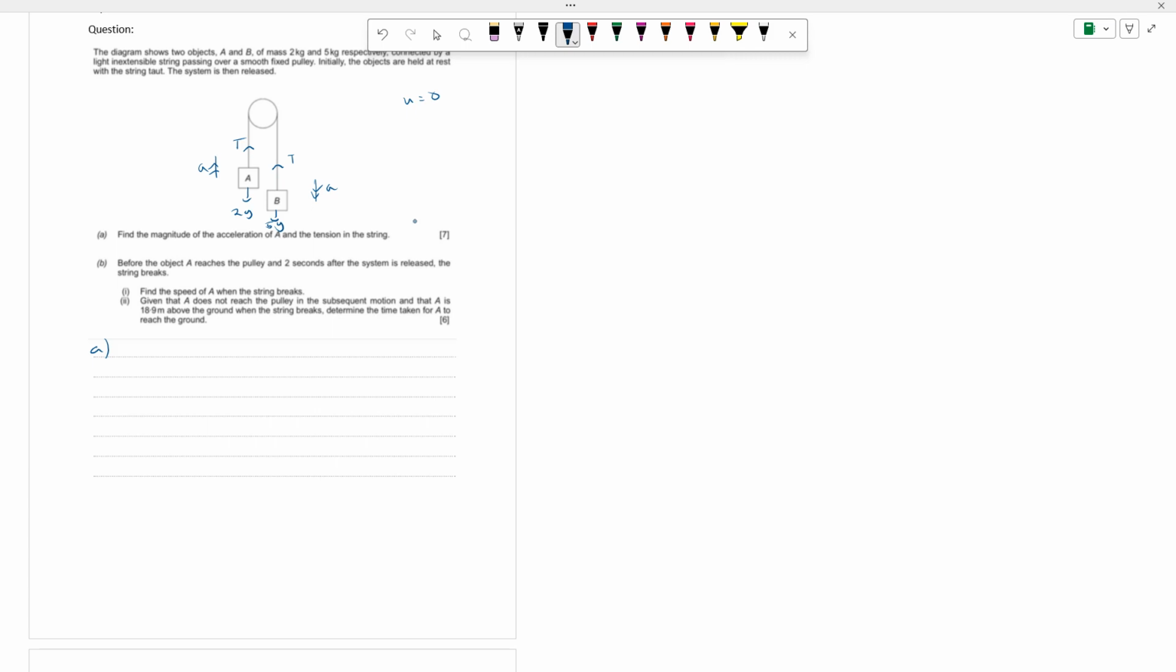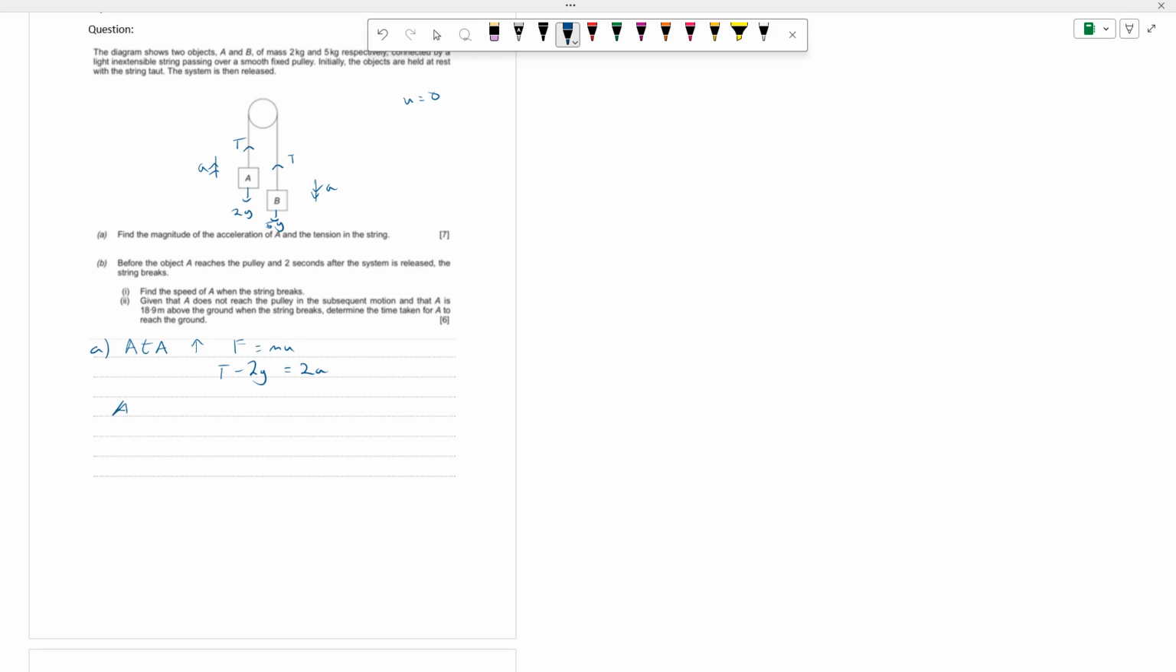Okay, so what I'm going to do is I'm going to resolve on each point. So I'm first going to look at A. So at A, I'm going to use Newton's second law. So going up, so I'm going to resolve upwards. So I've got T going up, minus 2g. I'm using F equals ma, by the way. That gives me 2a. And I don't know what a is, fine. I don't know what T is, fine.